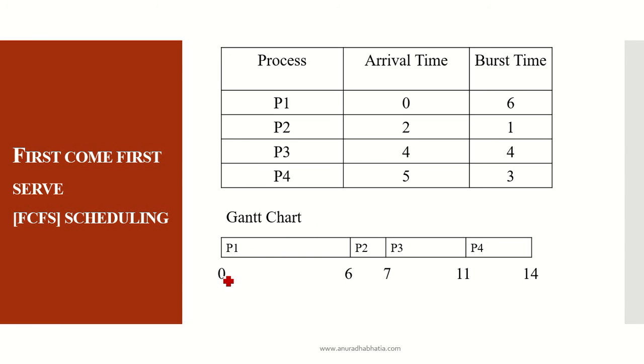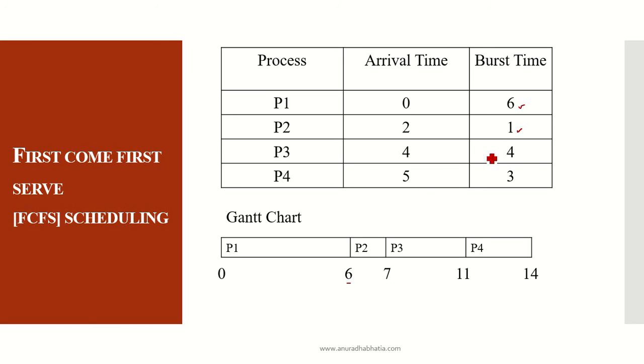Process P1 arrives at 0. It executes for 6 milliseconds. That's the burst time which is given. So it is 6 over here. At 6, process P2 starts and it runs for 1 millisecond. So it is 6 plus 1, 7 milliseconds.